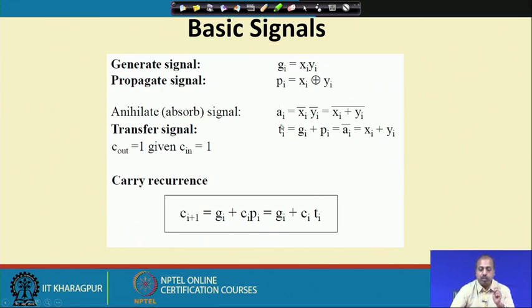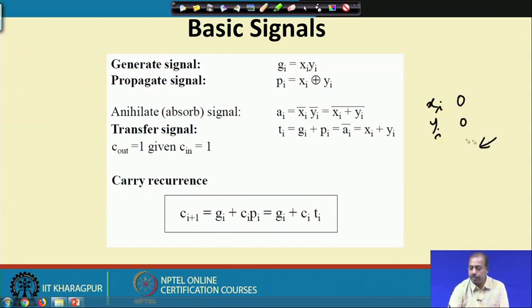Now, when will a carry not propagate? It will be absorbed if ai is xi bar and yi bar. If both xi and yi are 0, then the carry that was coming from the previous stage will get absorbed there. So, if there is a carry coming from the previous stage, it will be absorbed in the sum and the carry generated from this stage is 0. That is the absorb signal. So, there is an absorb signal ai, which is xi bar and yi bar, or the nor of xi and yi, and there is a transfer signal which is gi or pi. It will be transferred if the carry is generated or the carry is propagated.